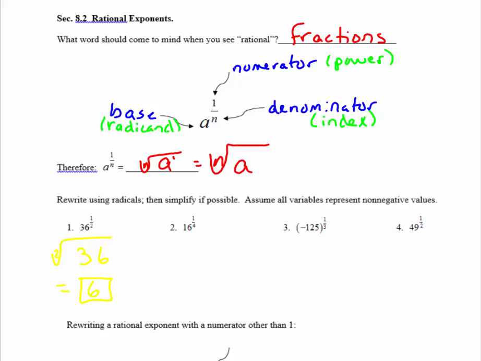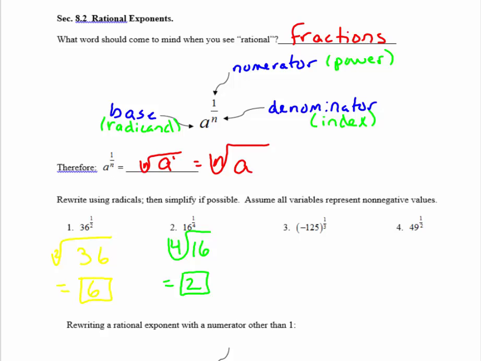So let's look at number 2. 16 to the 1/4. 16 is the radicand, 1 is the power, 4 is the index. So it's the 4th root of 16. So what number can I multiply 4 times and get 16? That would be 2, because 2 times 2 times 2 times 2 is 16.